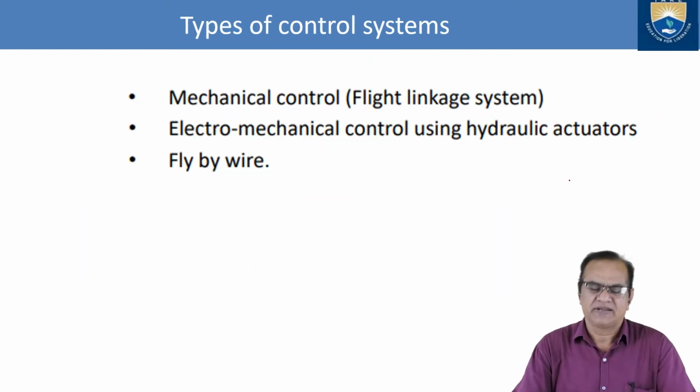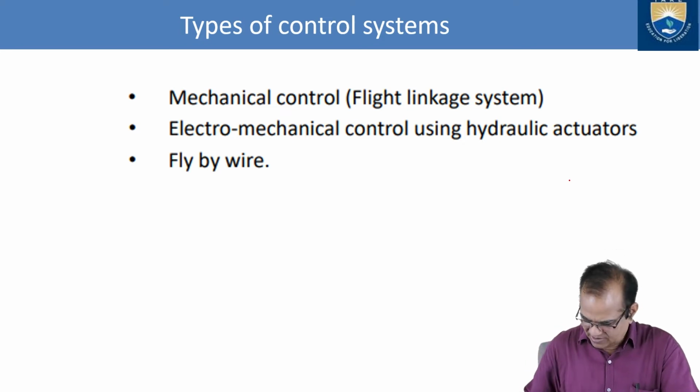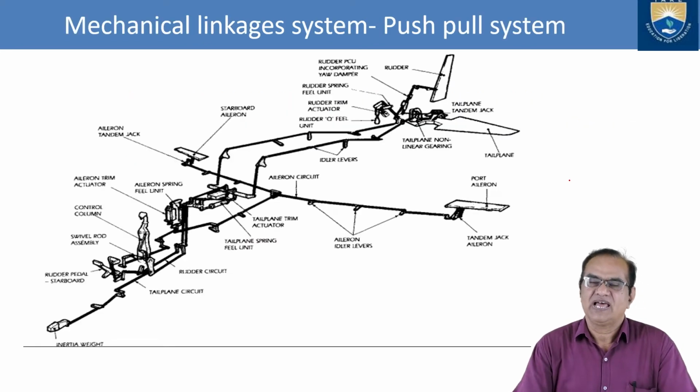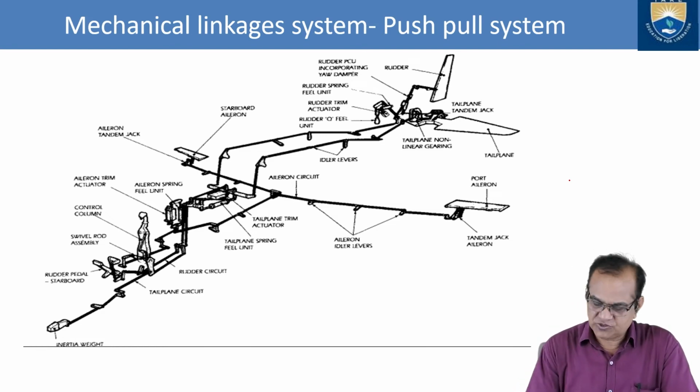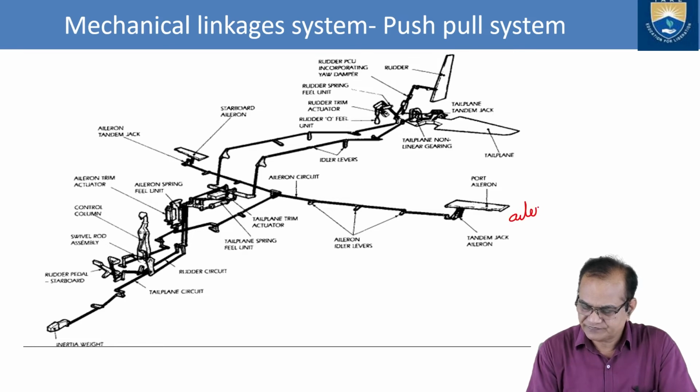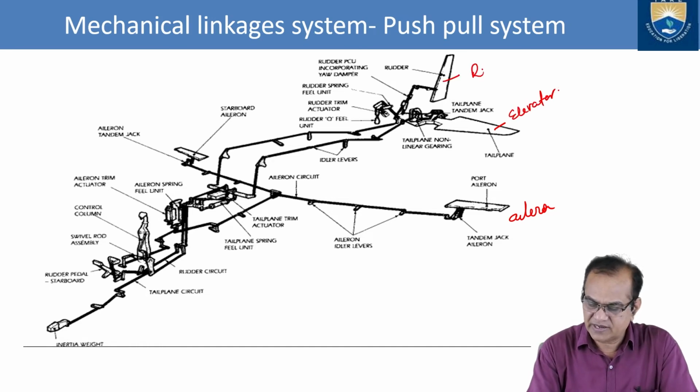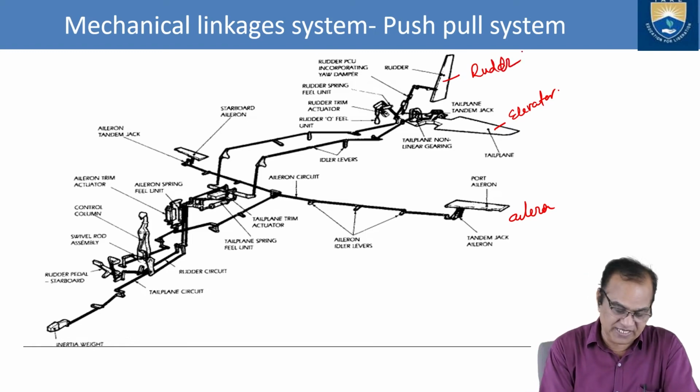Now I will talk about the types of control system. Here we have the mechanical control, called the flight linkage system, electromechanical control using hydraulic actuator, and fly-by-wire, and I am going to discuss these in today's class. So here we have the mechanical linkage. It is also called the push-pull rod. If you see here, these are the ailerons. Here we have the elevator and the tail plane, and here is the rudder, and these are all operated by the pilot by these sticks and these pedals.